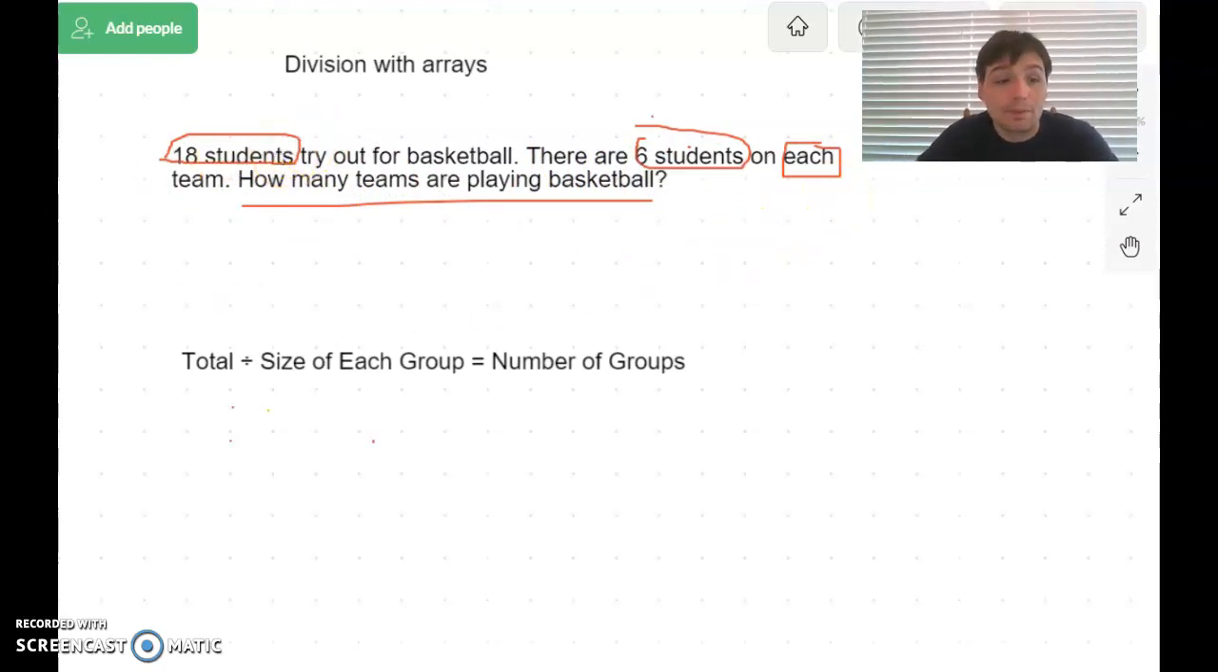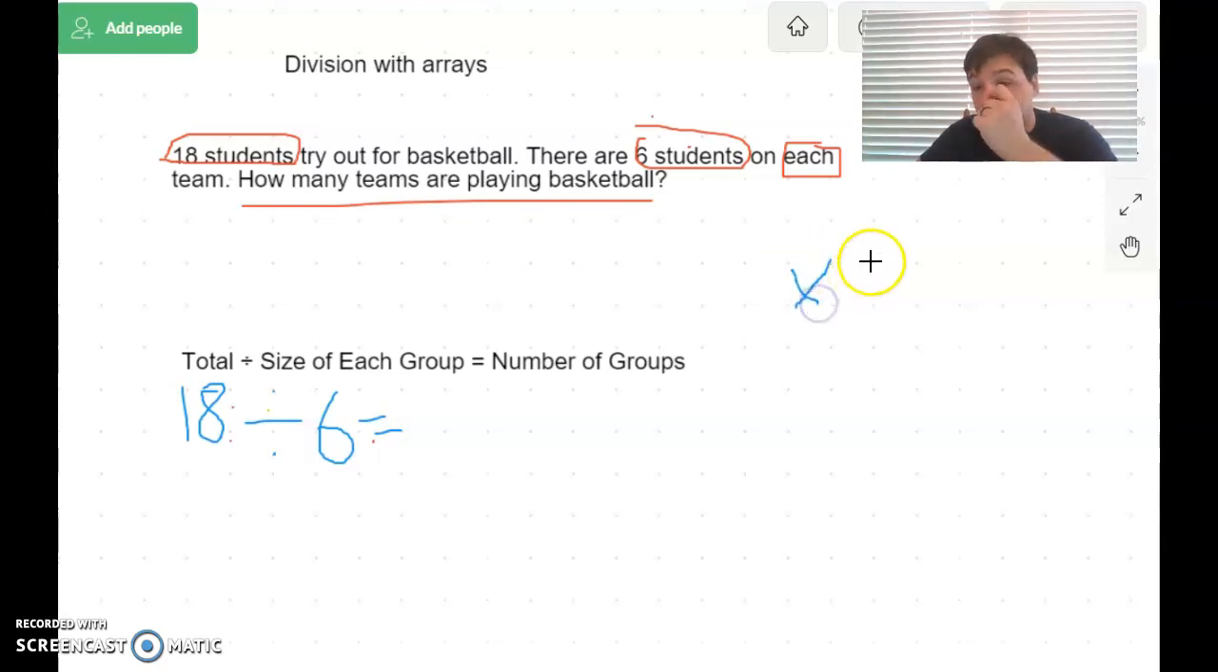So let's see. My total is 18. There are 6 students on each team. I can draw an array to picture this. If your mind doesn't want to draw an array, there are other ways to do it too, but we're really working on arrays in this class. So here's my one team. That's my one team of 6.